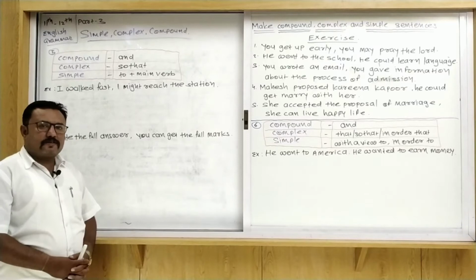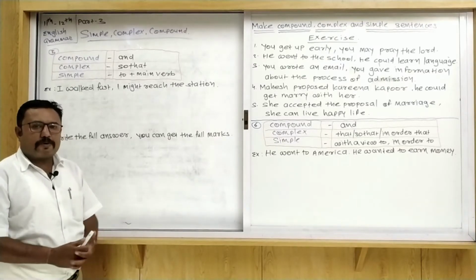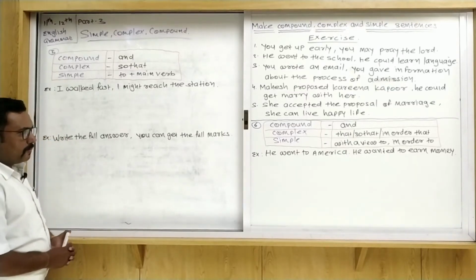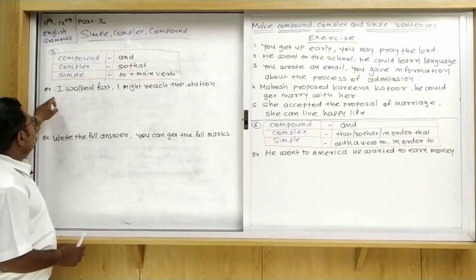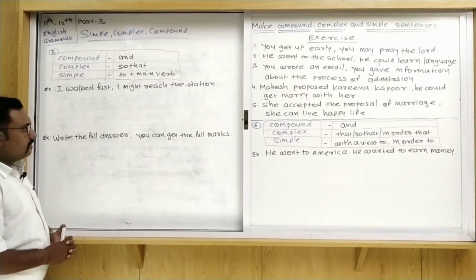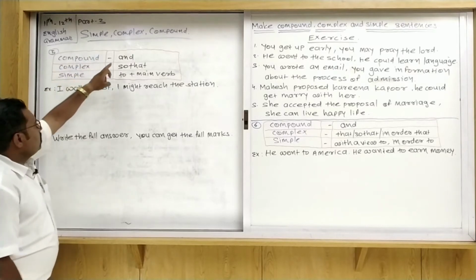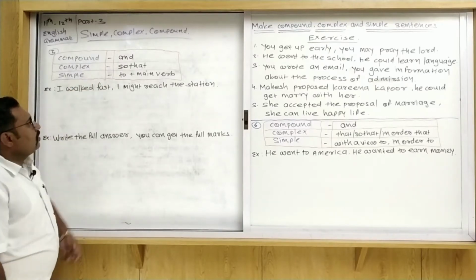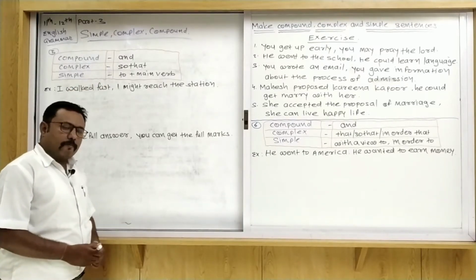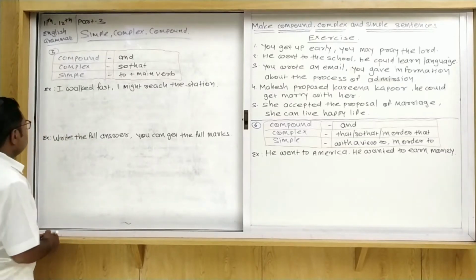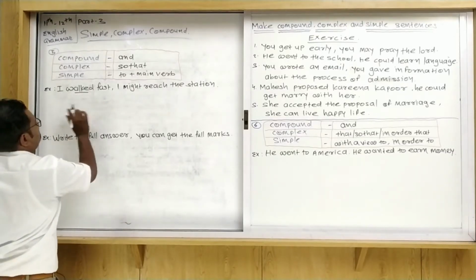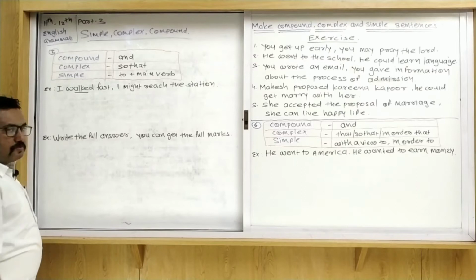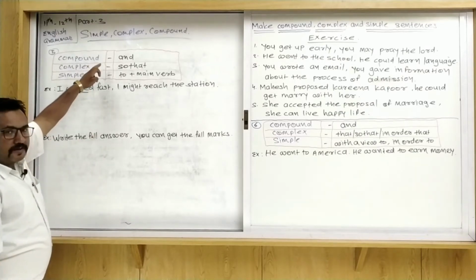We already discussed the first part and second part of simple, complex and compound sentence. So today the next topic, that's the same topic, but the next thing we learn: in compound we use and, in complex we use so that, and in simple to plus main verb. So see the first sentence. I walk fast, I might reach the station, and we are going to use compound sentence.